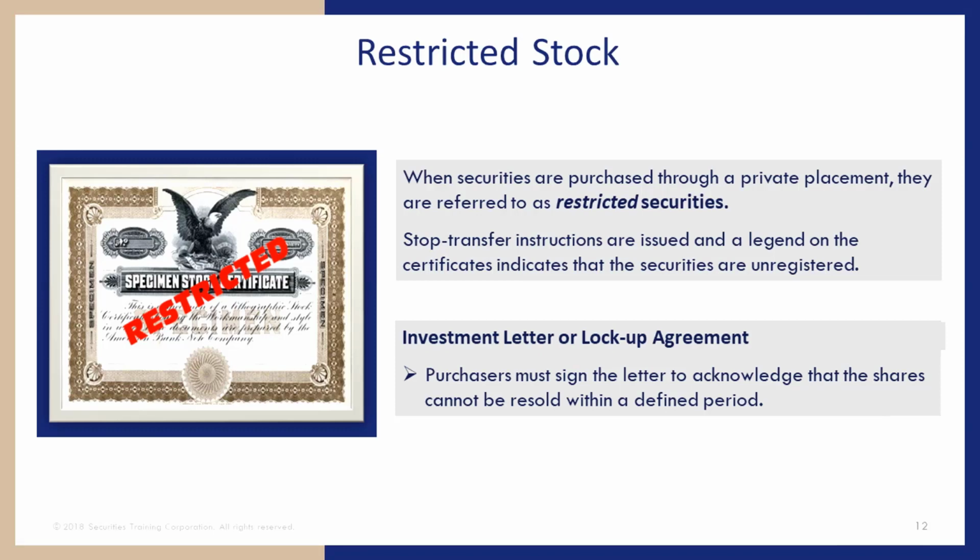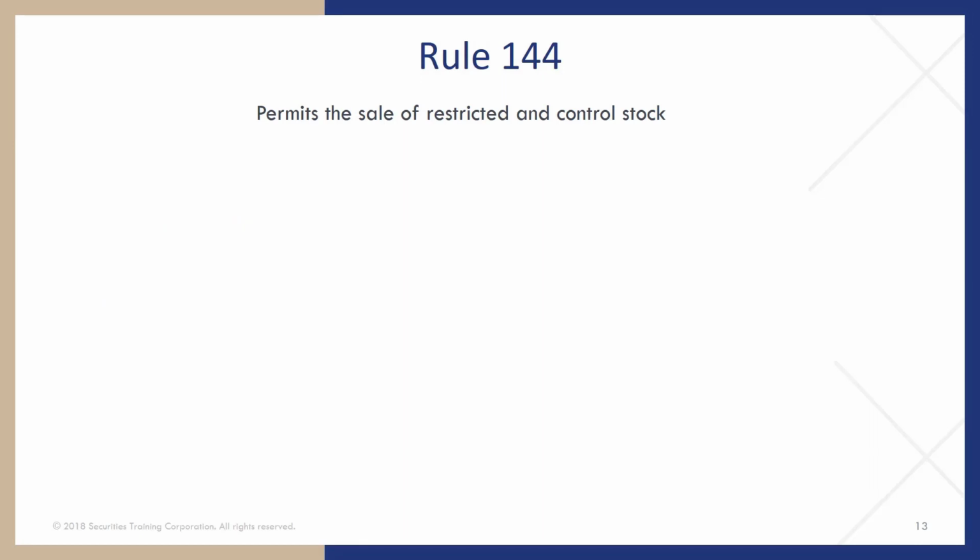So let's take the next step in our discussion on restricted securities and talk about Rule 144. Rule 144 permits the sale of restricted and control stock. And here's why they needed the rule. It actually is an exemption, Rule 144, because if you own restricted stock or control stock, which we'll define in just a minute, those shares cannot be sold unless you register them with the SEC.